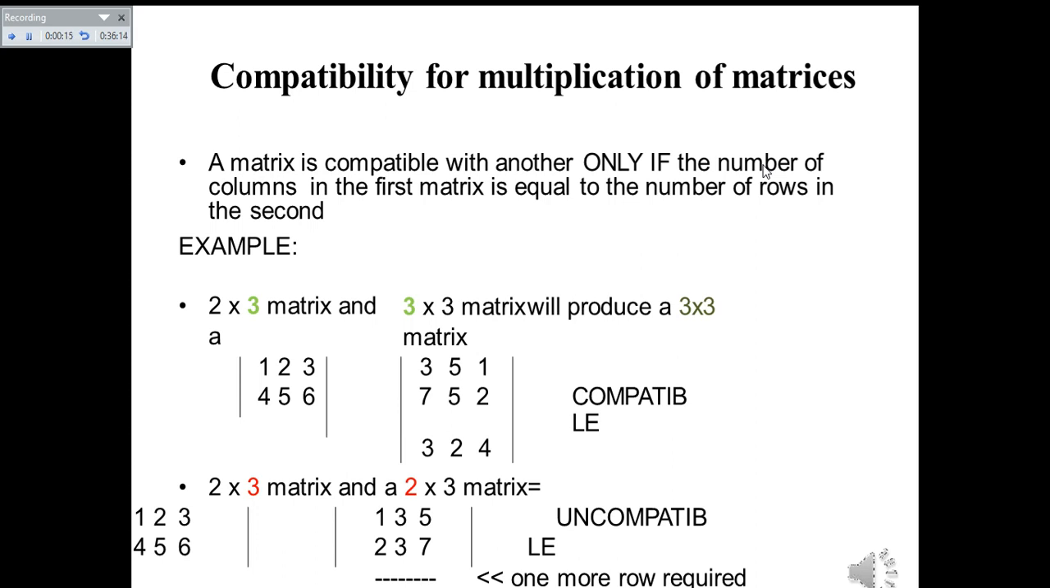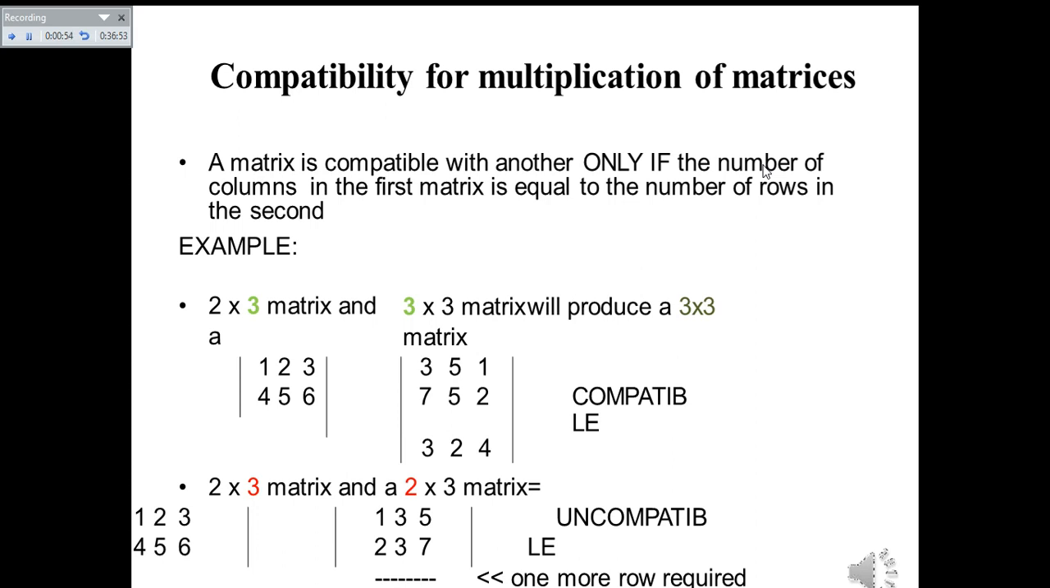So here there is an example. There is a 2 by 3 matrix which is A, and there is a B matrix that is 3 by 3. Here you can see the number of columns of matrix A equals the number of rows of the second matrix B, which are both 3. So the result is a 3 by 3 matrix, that is, the number of rows in matrix A across the number of columns in matrix B will give you the resultant matrix, that is the final multiplication matrix.